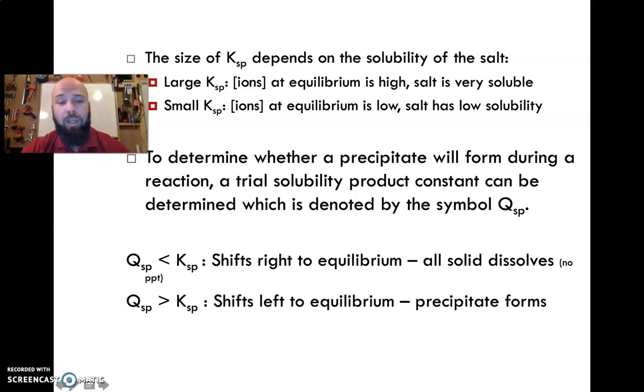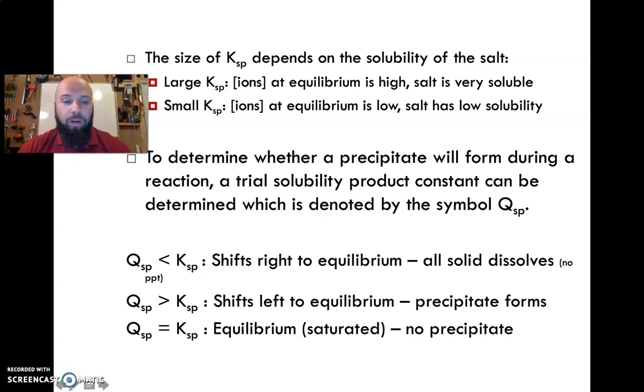If the QSP is larger than the KSP, then a precipitate will form because the reverse reaction would be occurring and you would have the solid precipitating. And if they're equal, you're at the saturation point. There's no precipitate, and you're at the saturation point, to be redundant.